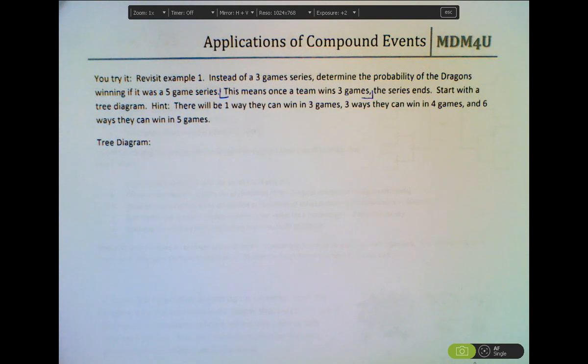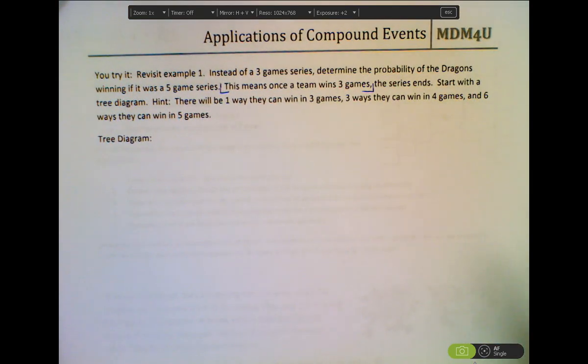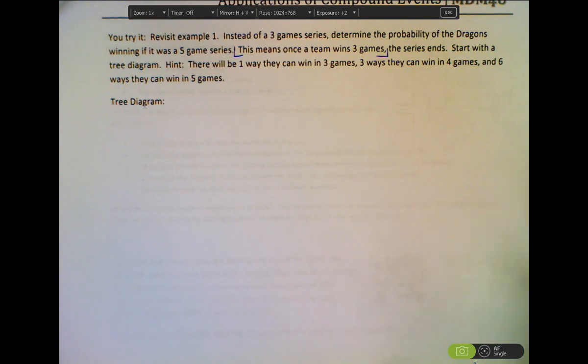So I'd like you to see if you can make a tree diagram for this one. Just give it a try. You can always unpause the video and just kind of follow along with me. I have given you a hint. If you made your tree diagram correctly, there will be 1 way that they can win in 3 games, 3 ways to win in 4, and 6 ways to win in 5. So maybe give the video a pause and try that on your own. But here I go. We're going to do this one.